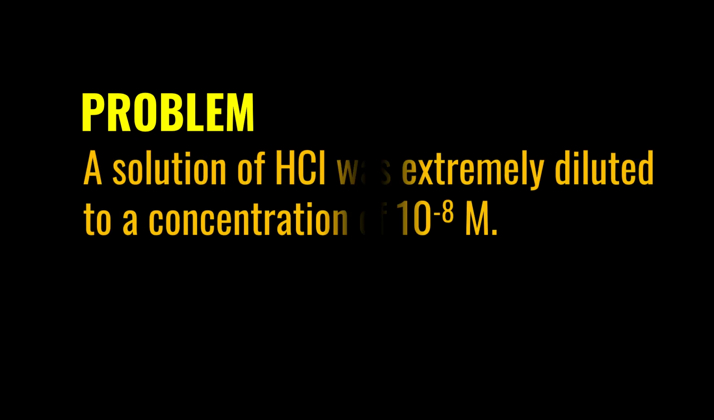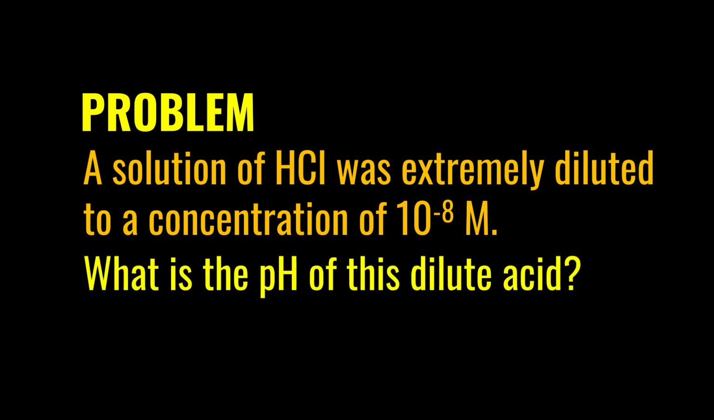So the problem is: a solution of HCl was extremely diluted to a concentration of 10 raised to the power minus 8 molar. The question is, what is the pH of this diluted solution? Is the pH of this acid solution really 8? If it is 8, why is it 8, and why should it not be 8? What is the problem and what is the solution? We will discuss those problems and solutions in a step-by-step manner in the coming slides.